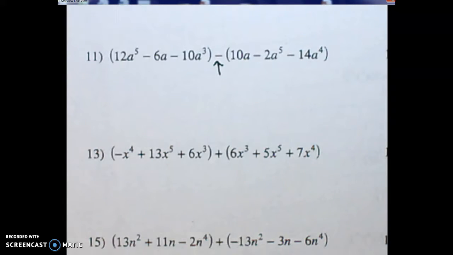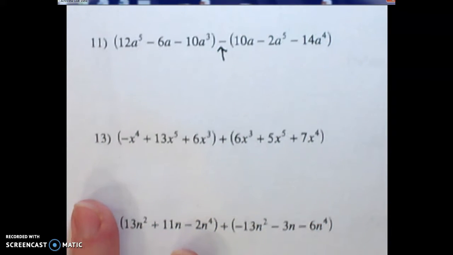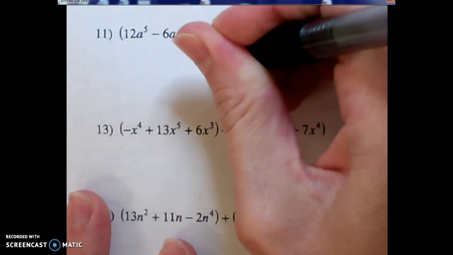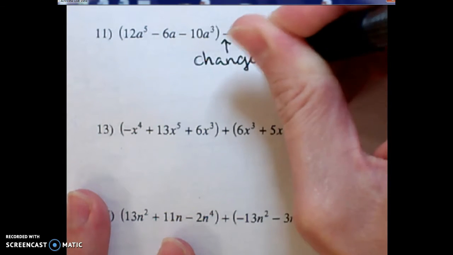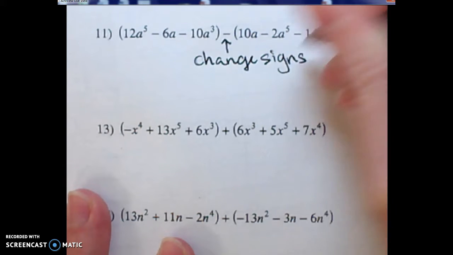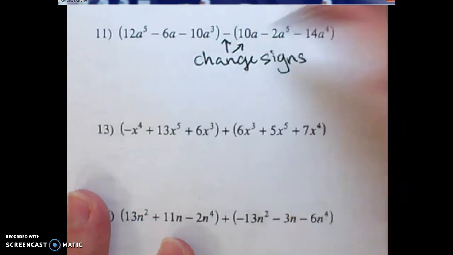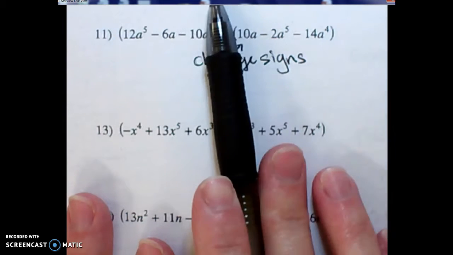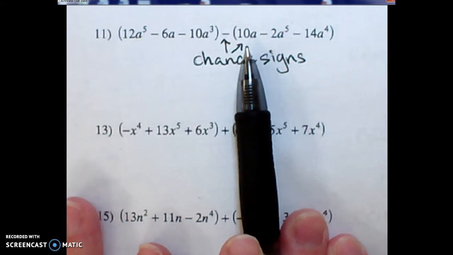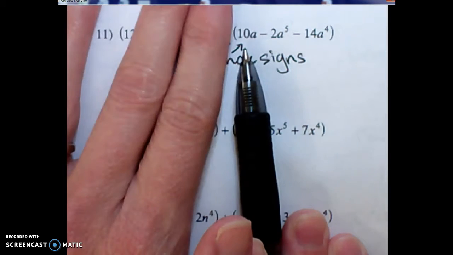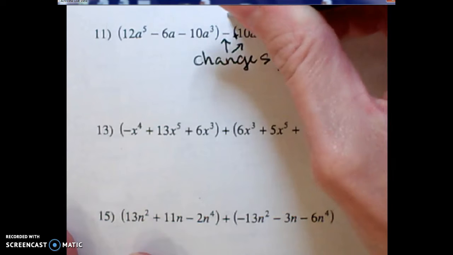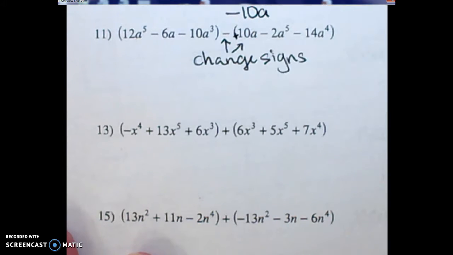All right, so with problem number 11, the first thing that you should notice is that there's that subtraction sign in between your two parentheses. Again, that subtraction means that you're going to change the signs of everything in that second parentheses. So everything in there is going to change. Originally, if I just look inside my parentheses, is that 10a positive or negative? If you're just looking inside. Positive. So since this was a positive 10a, I'm going to now change it to be negative or minus 10a.